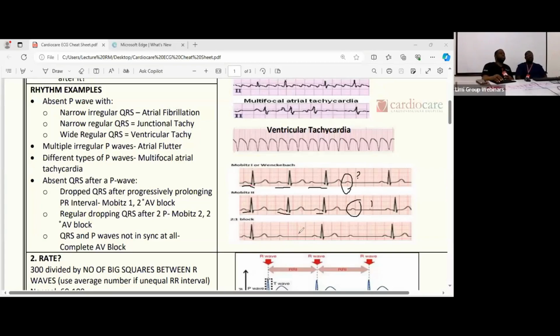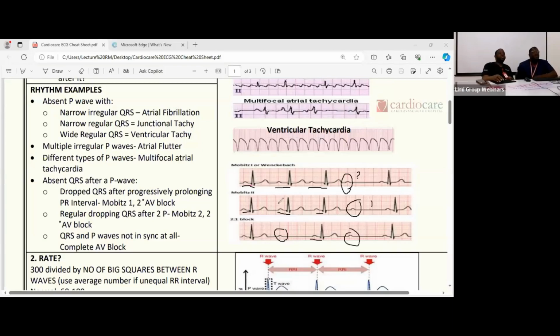Then we now have this other one. What is this one? It's not a 2-to-1 block. Oh, it is a 2-to-1 block. So just like we had in that Mobitz 2, you have a P wave, no QRS. Similar PR, P wave, no QRS. And in atrial flutter, sometimes you have multiple P waves before you now have QRS.